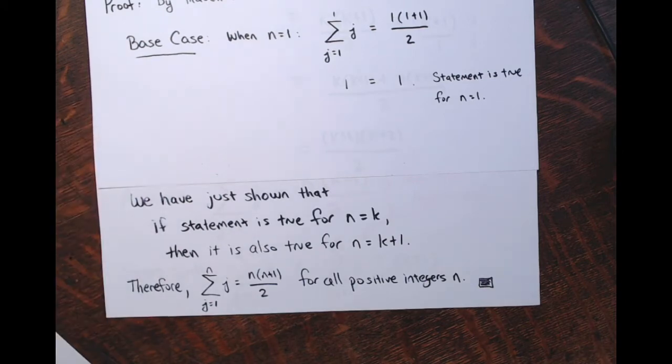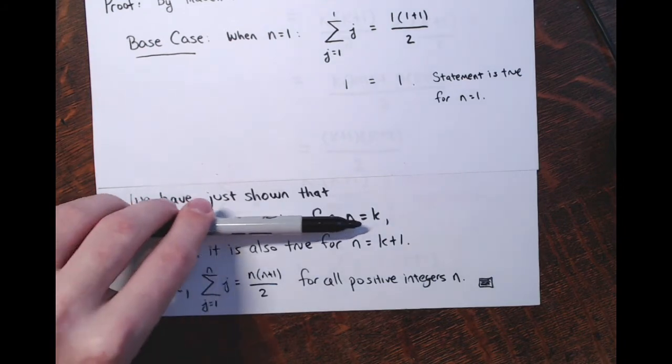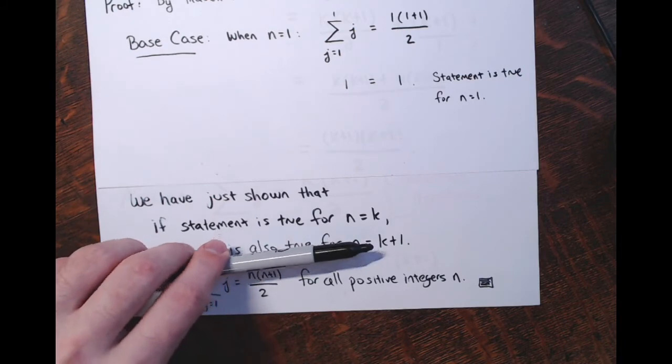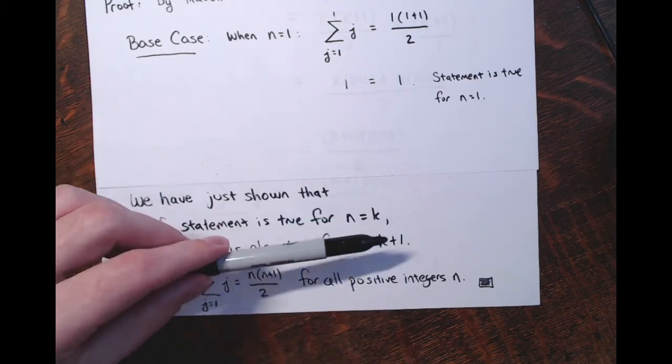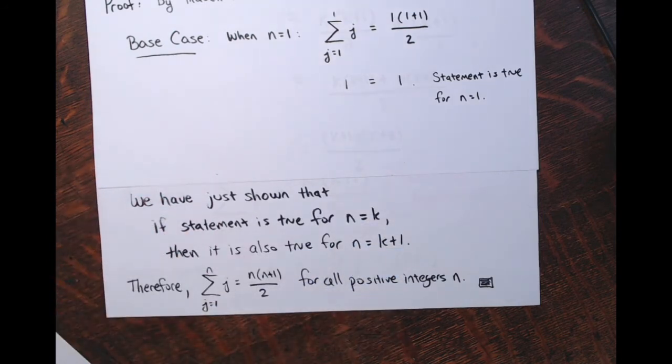Because again, we showed it was true for n equals 1. Then we showed that if it's true for k, then it will be true for k plus 1. And then, because we showed it was true for 1, that gives us 2, then 3, then 4, then 5, then 6, then 7, then 8, and then forever. All positive integers. This is an example of a proof by mathematical induction.